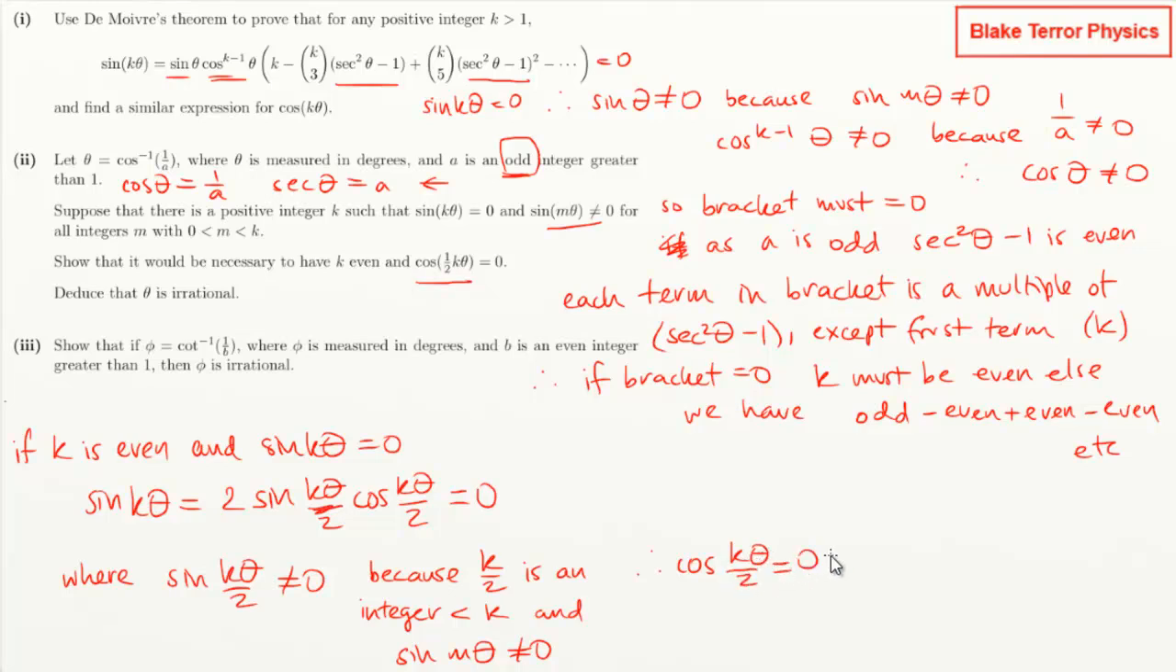Right, now we have to deduce, good lord, it goes on forever, this bit, doesn't it? We have to deduce that theta is irrational. Right, okay. So what are we saying? God, what have I said here? So I've said that k has to be even in order to get sine k theta equal to 0, but then we've got cos k theta over 2 is equal to 0.